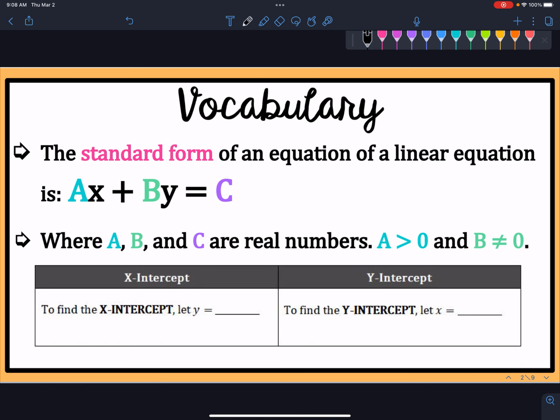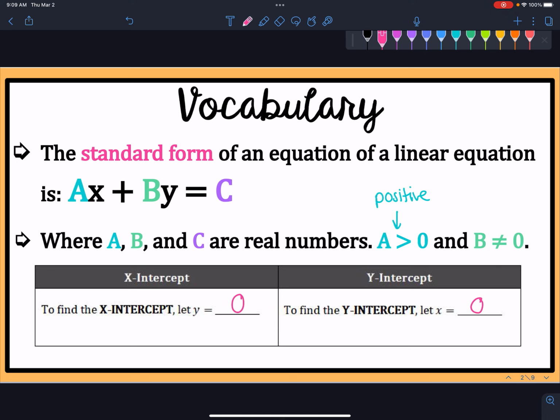So let's get started. As a reminder, the standard form of a linear equation is ax plus by is equal to c. A, b, and c are real numbers. A has to be positive, and b cannot equal 0. When we're trying to find the x and y intercept, we are going to let the opposite variable equal 0. And we spent a lot of time last class looking at this.